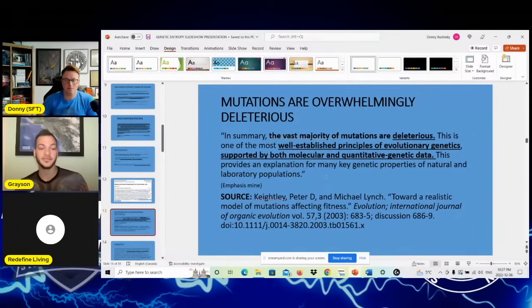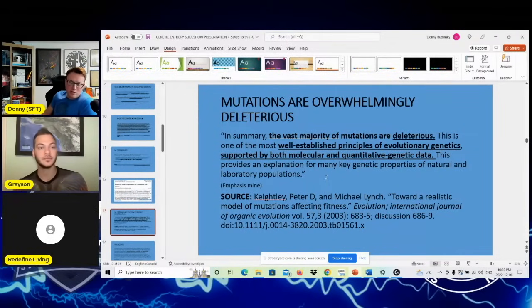I do deny that. Well, then you're denying a well-established principle of evolutionary genetics, because they're saying that this is supported by both molecular and quantitative genetic data. So is it your position that you disagree with this summary here? The consensus of geneticists is the nearly neutral model. Nearly neutral means slightly deleterious. No, nearly neutral means that slightly deleterious and slightly beneficial, and all the mutations in between act as nearly neutral mutations. Beneficial mutations are rare.